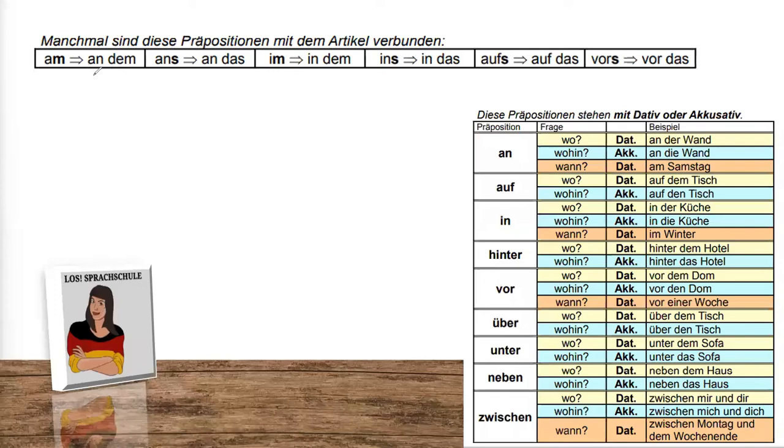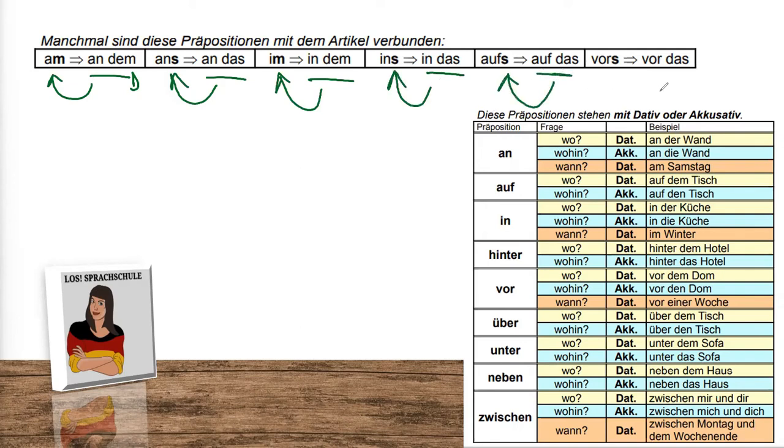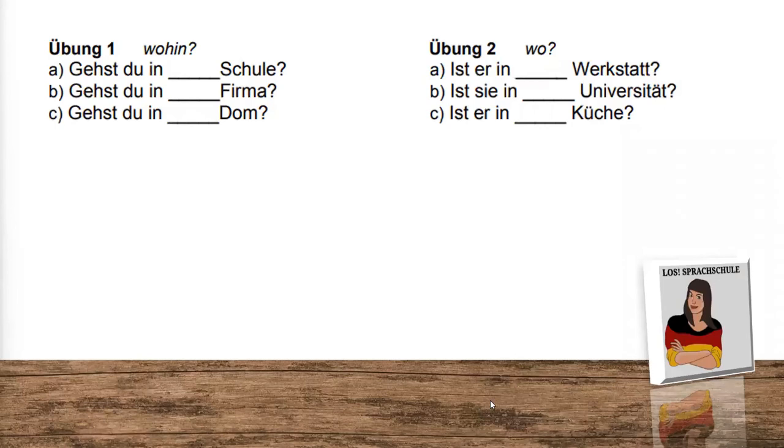For example, an dem, Dativ, becomes am. An das, ans. In dem, im. In das, ins. Auf das, aufs. For das, fors. Just to make a super easy exercise for the end, we have one exercise with wohin. You already have to know, yeah, okay, wohin is definitely Akkusativ and wo is Dativ. Try to fill in the blanks.